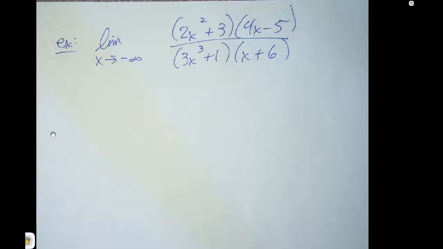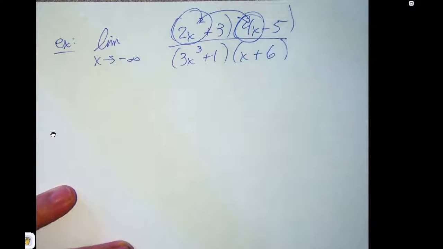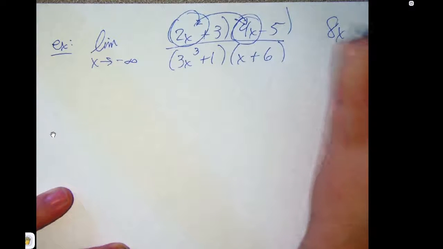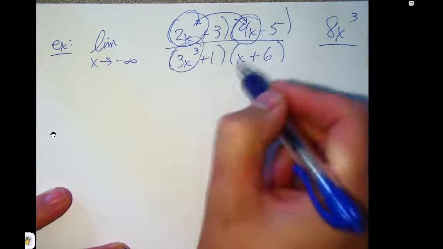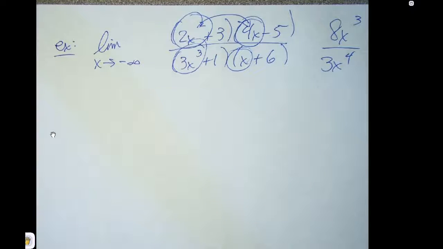Foiling the whole thing is kind of wasting your time. It's not wrong, but you only have to worry about what the highest power is going to be. So the rest of it doesn't make a difference, so you don't really have to foil it. All I care about is what's 2x squared times 4x? 8x cubed. What's 3x to the 3rd times x? 3x to the 4th. Where's my highest power? Bottom. So what's the limit?